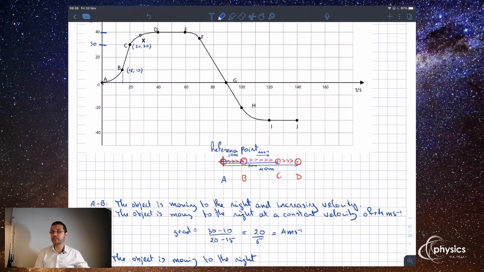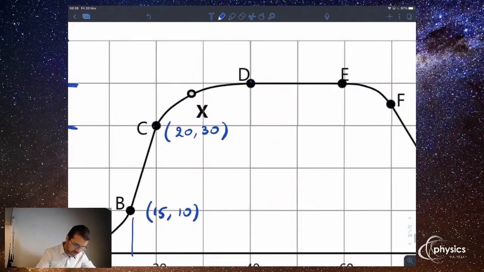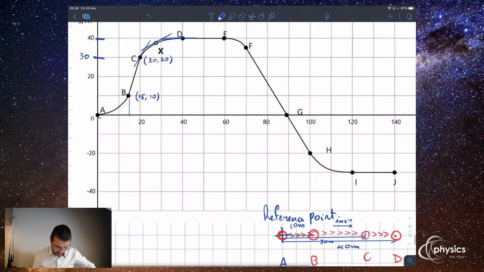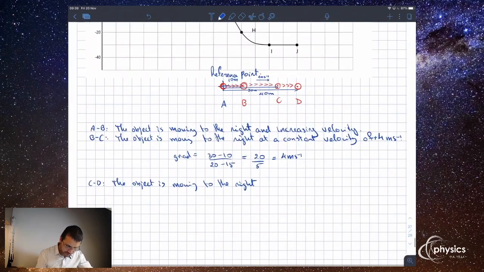Between C and D, it's a curve. So, are we moving at constant velocity or not? No. Decreasing velocity, very good. If I try to draw some tangents, at C the tangent is something like that, at the middle the tangent is like that, at D the tangent is like that. So the gradient is decreasing this time, therefore the velocity is decreasing. So the object is moving to the right and decreasing velocity.